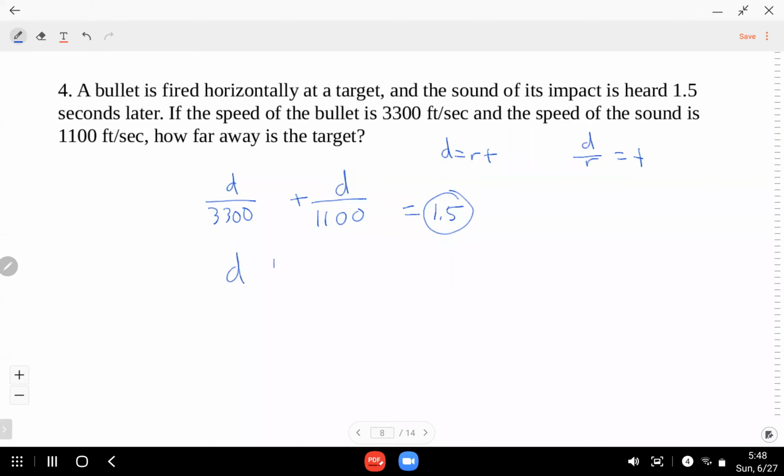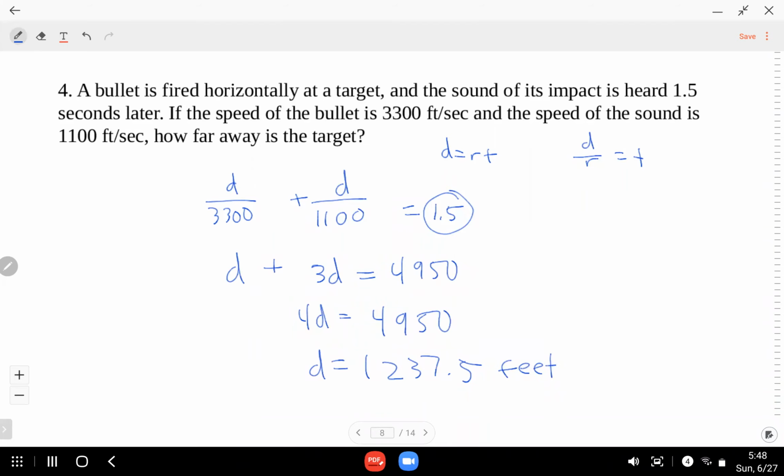All right, so b plus 3d equals 1.5 times 3,300, which equals 4,950. 4d equals 4,950. d equals that divided by 4, which is 1,237.5. All right, so that is how far away the target is. It's 1,237.5 feet. Okay, so we are done here.